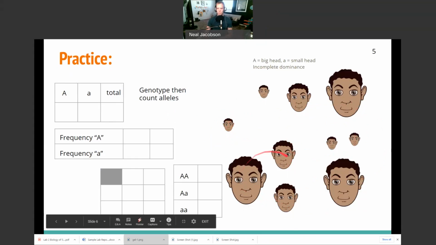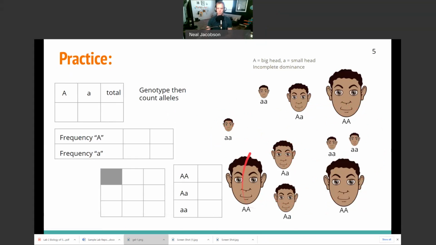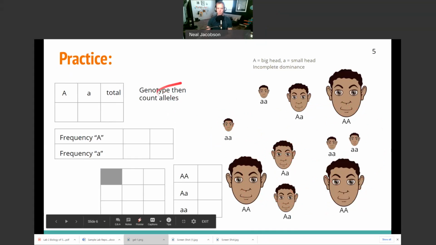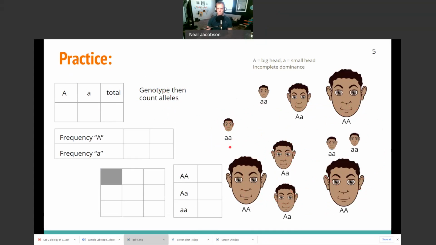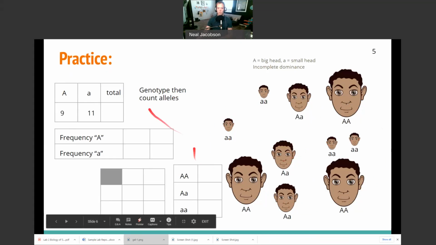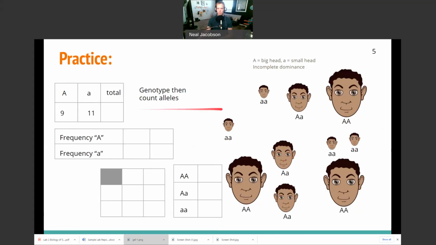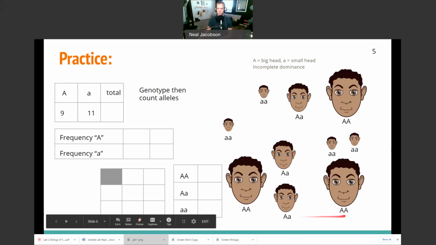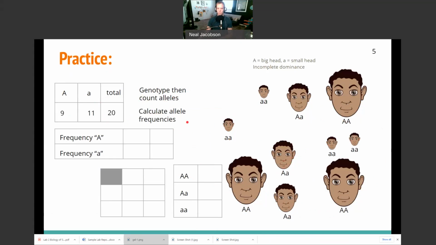So now I can go in and genotype all these people. And so that's what you would do. You would go genotype them. Now I've got their genotypes. Now I can count their alleles. So let's do that. How many little a alleles do we have? 2, 4, 5, 7, 9, 10, 11. I've got 11 little a's, and I've got 1, 3, 4, 6, 7, 9 big A's for a total of 20 alleles. And so now I can calculate my allele frequencies.